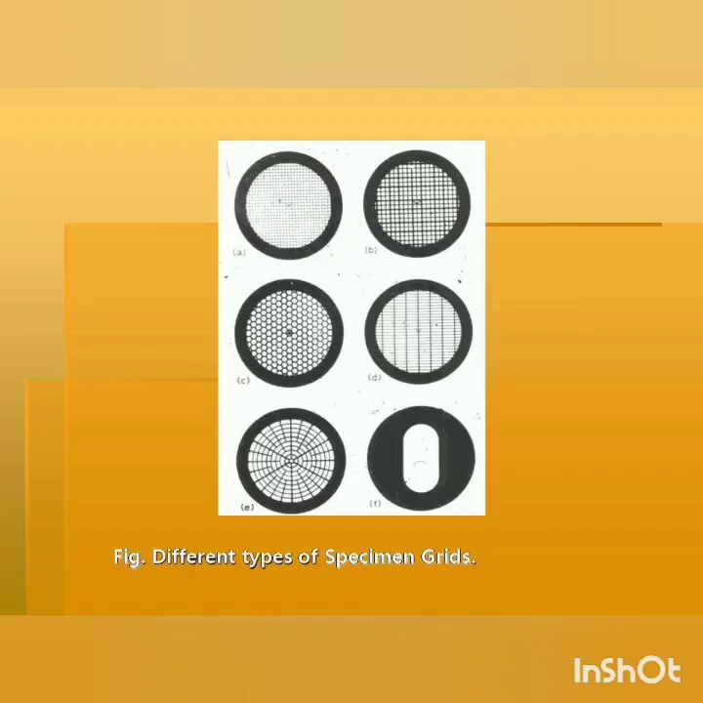After the block is prepared, section is cut and it is placed in this type of units known as the grids. Grids consist of different types of meshes and are used differently in case of different samples.